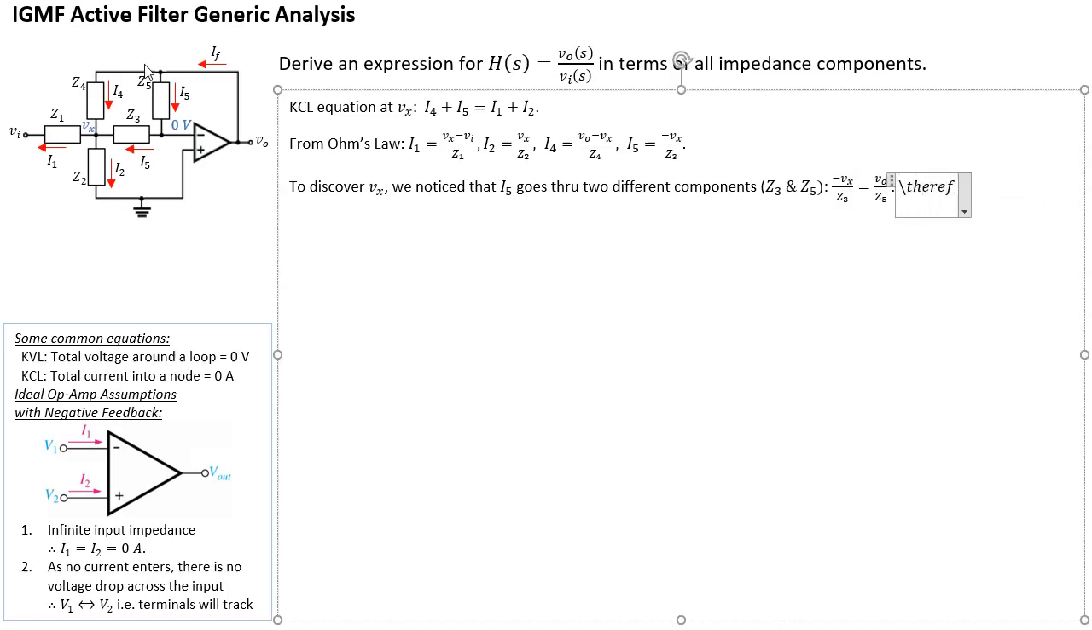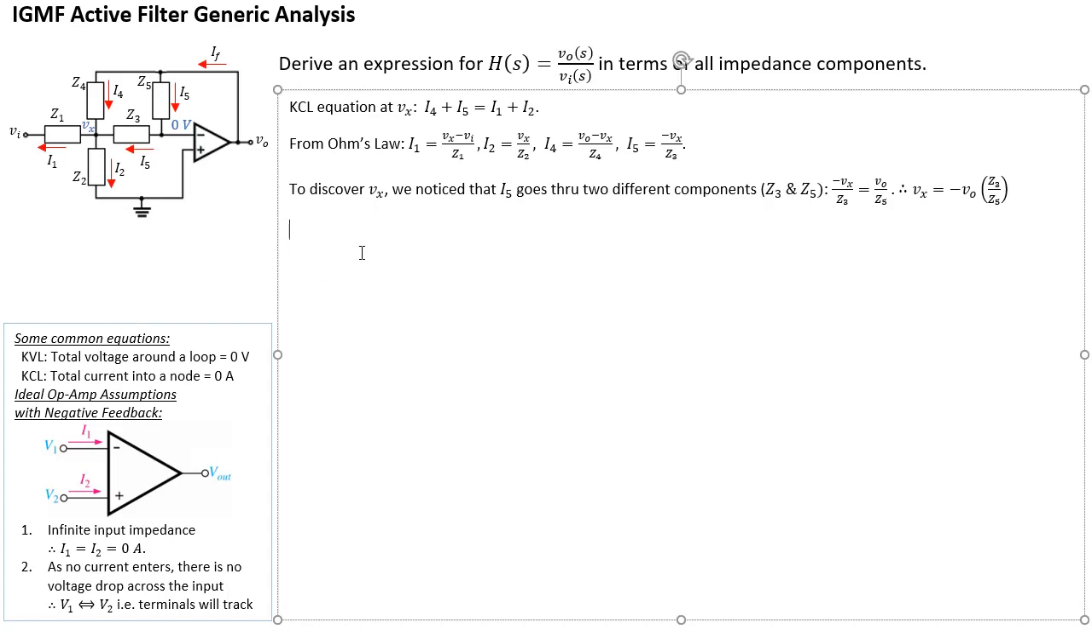Therefore, Vx is going to be equal to, with a bit of manipulation here, Z3 going to the other side and the negative going to the other side, negative VO times Z3 over Z5. That's it. So that's what our Vx is going to be.